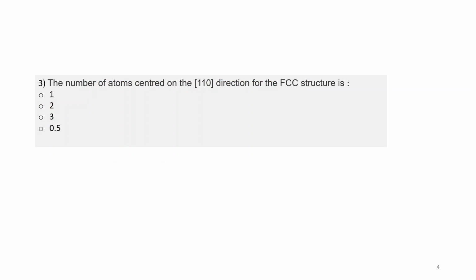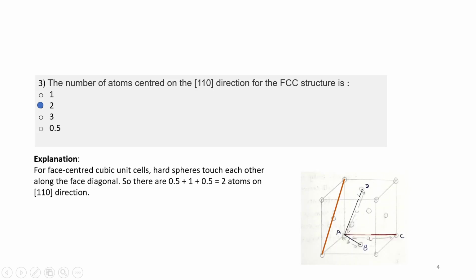Next question is, the number of atoms centered on the 110 direction for the FCC structure is, your options are 1, 2, 3 and 0.5. So in case of FCC crystal structure, along the 110 direction, it will be a face diagonal. In FCC structure, your atoms are situated at the face centers. So the answer will be 2, and this is how you can visualize the FCC structure.